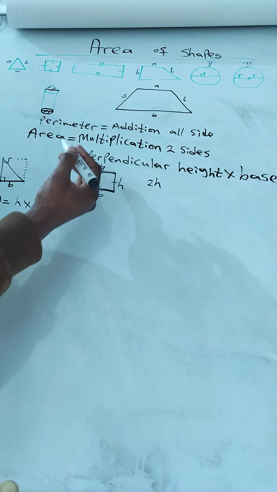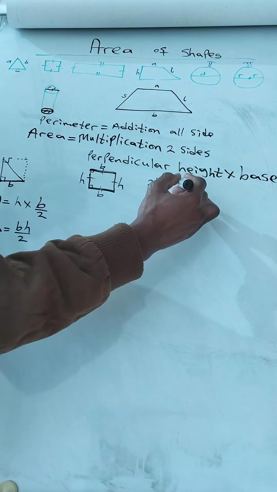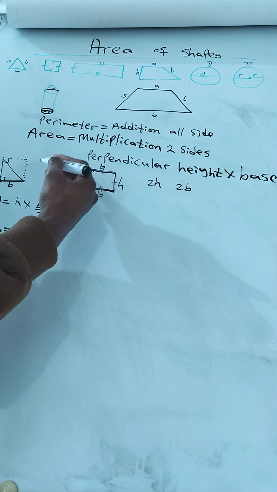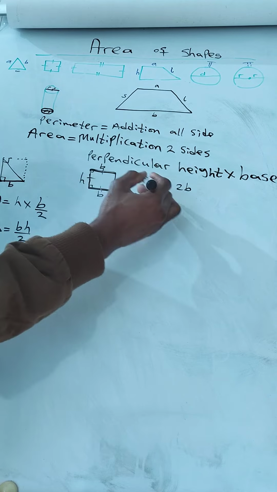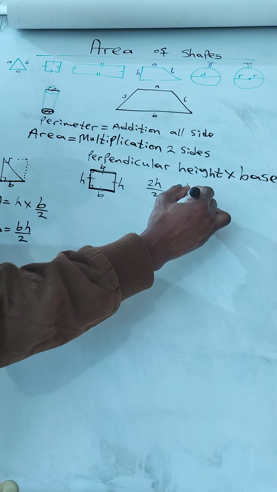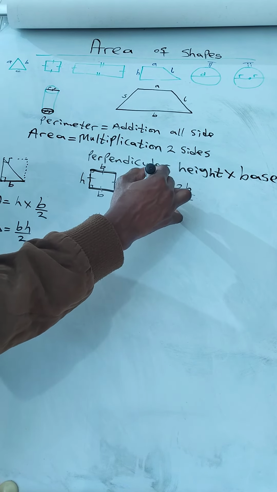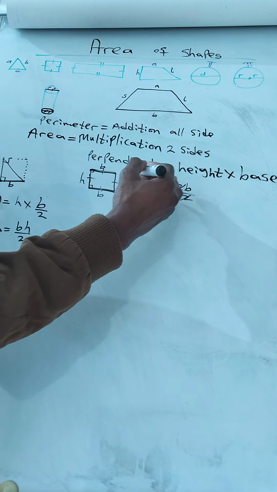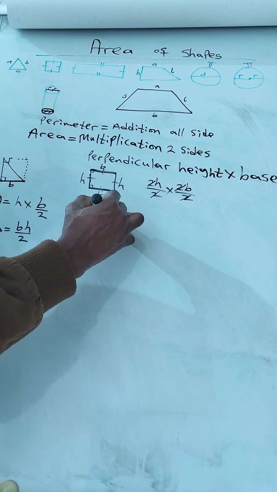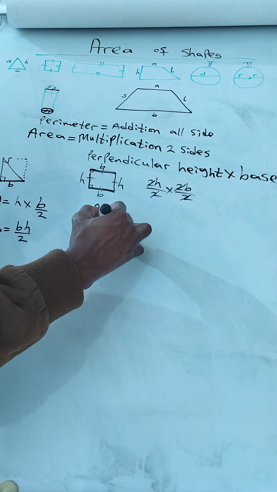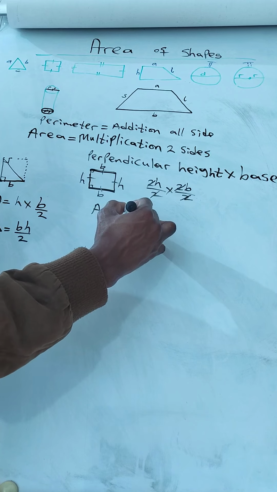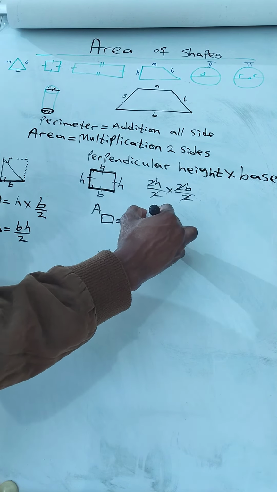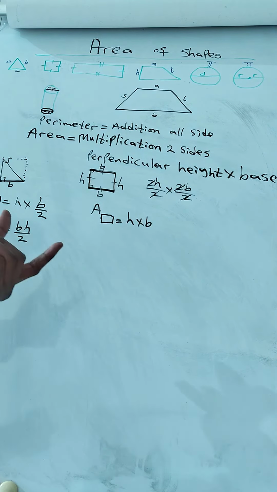The base is 2 base. Now, if you divide, you have to find the average height and the average base. If you divide it by 2, you divide it by 2 and multiply it together. These two will cancel these two. These two will cancel these two. It will remain what? H times B. That is, the area of a triangle is height times base. Finish. C'est fini.